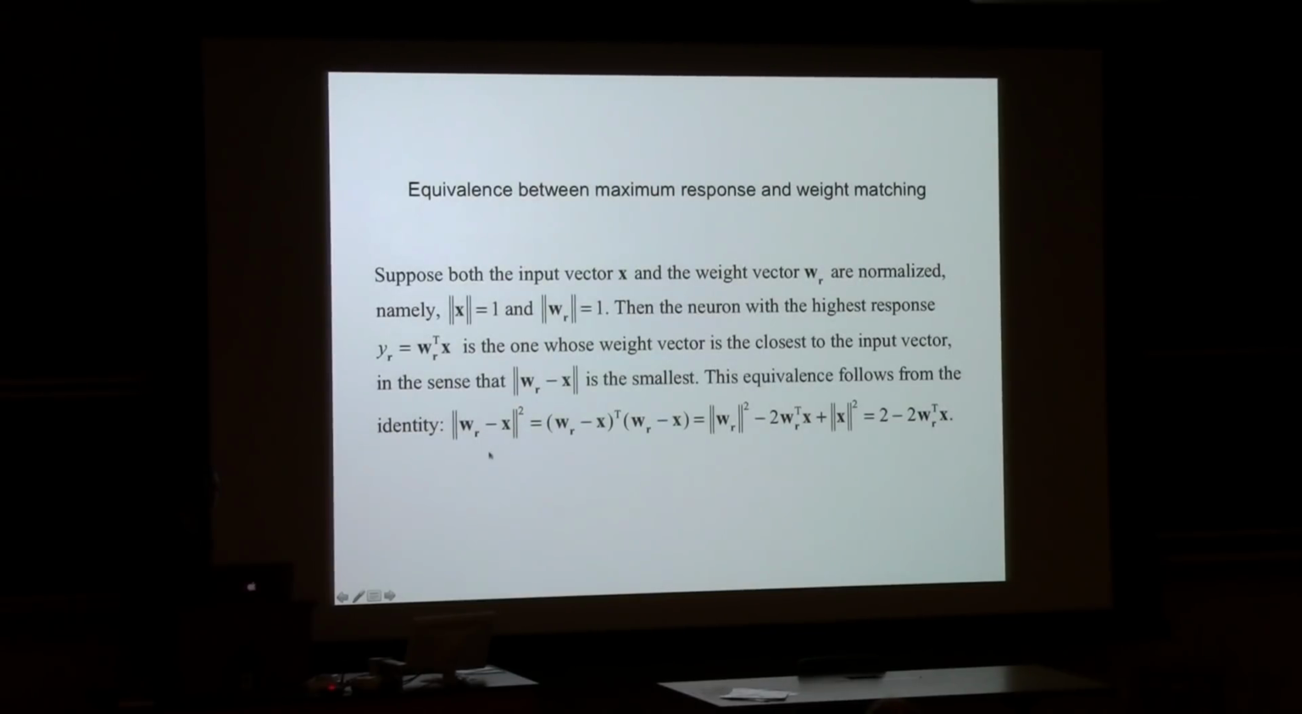The difference is that if you have two vectors, the input and another vector, the output, let's suppose they are normalized, so only the direction matters. Then the difference of the two vectors is the smallest when the overlap is the biggest, right?